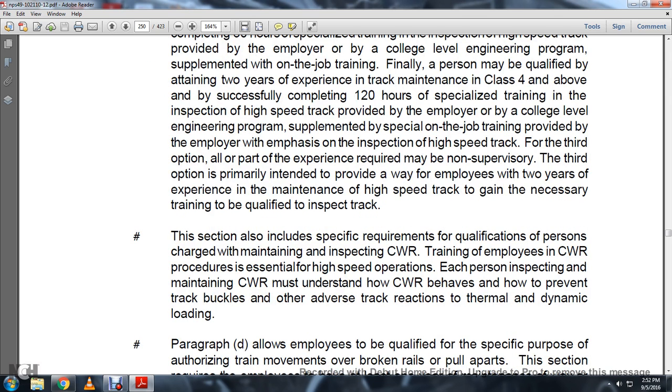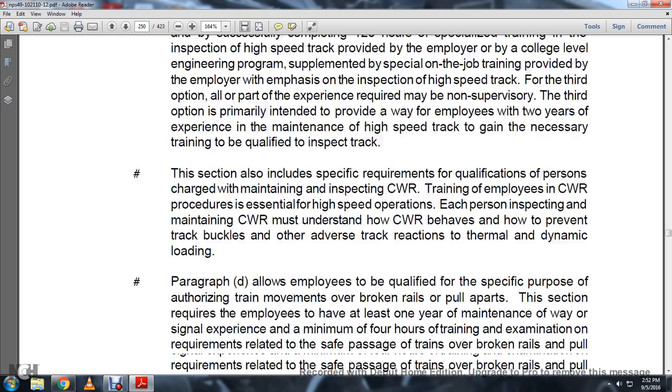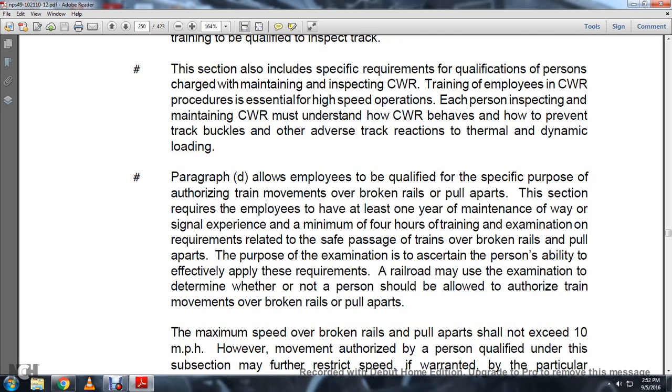The section includes specific requirements and qualifications of persons charged with maintaining and inspecting continuous welded rail, and the training of employees in continuous welded rail procedures essential for high-speed operations. Each person inspecting and maintaining continuous welded rail must understand how continuous welded rail behaves and how to prevent the track from buckling and adverse track action from thermal loading. Paragraph D allows employees to be qualified for specific purposes, authorizing train movement over broken rails or pull-aparts.